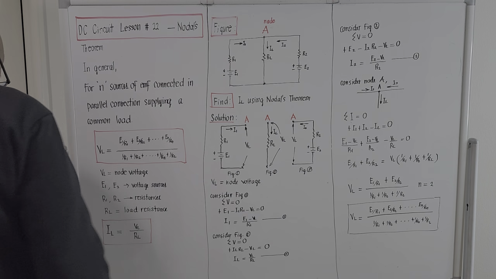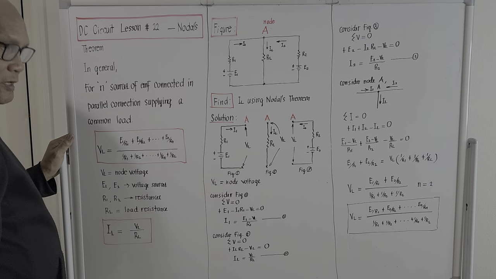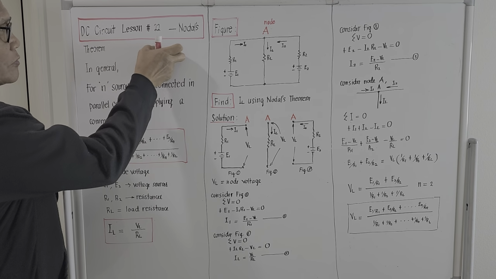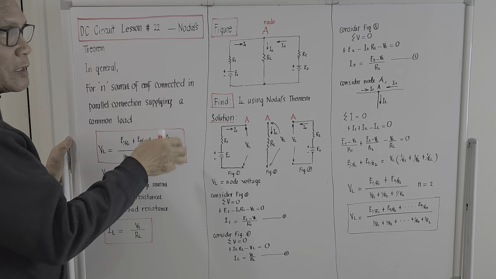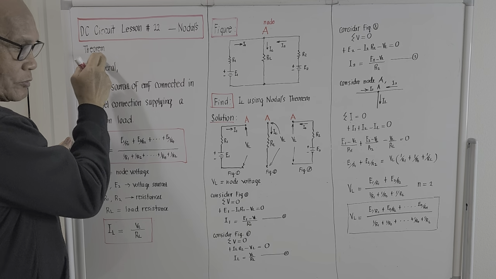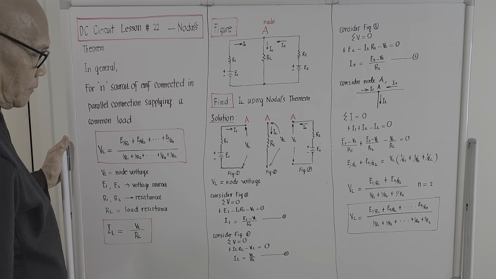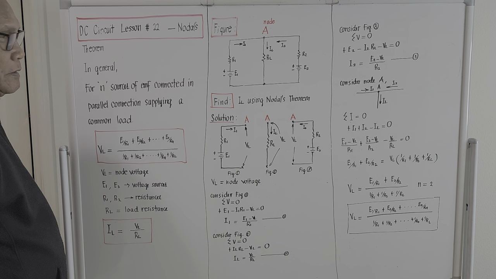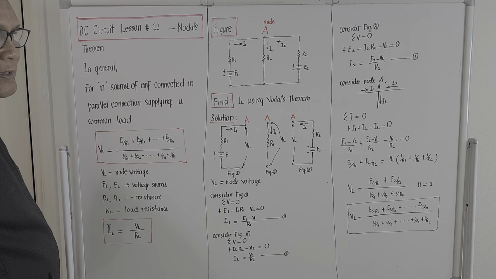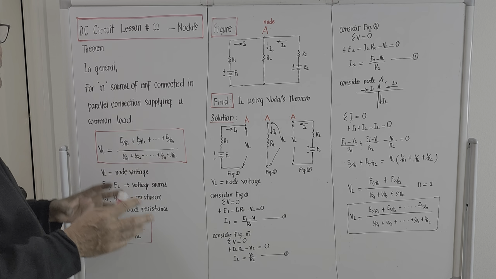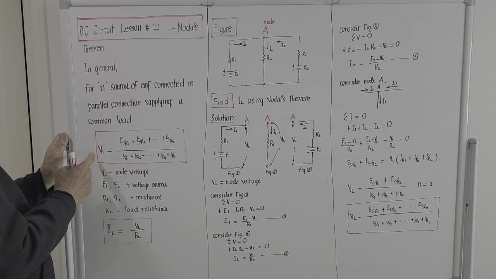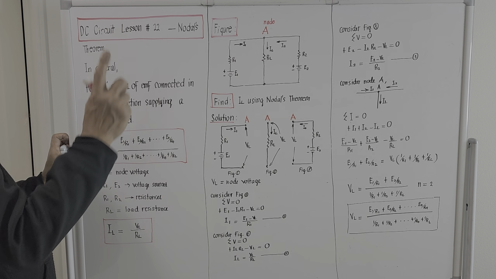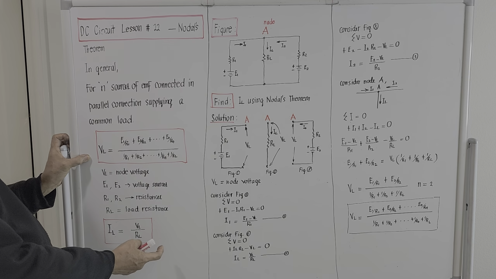The subject matter for tonight, long video format topic on my channel. This is circuit lesson number 22. The title of the topic will be Nodal's theorem. For Nodal's theorem, the so-called simplified formula on how to compute for V sub L will be this. And for the computation of the current, it is represented by this.